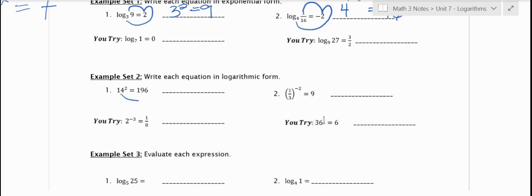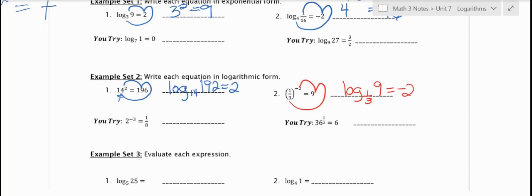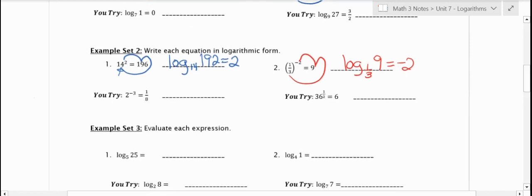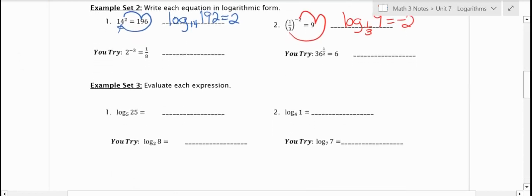So when we go ahead and rewrite this, I'm going to do the same thing, but I have to make sure I write the log first. So log base 14, because that's our base still, of 196 is equal to 2. Same thing with the next one. I'm going to rewrite it. So this would be log base 1/3 of 9 is equal to negative 2. Or you might say log 9 base 1/3 is equal to negative 2. The other two you can try out, but it's the same thing.